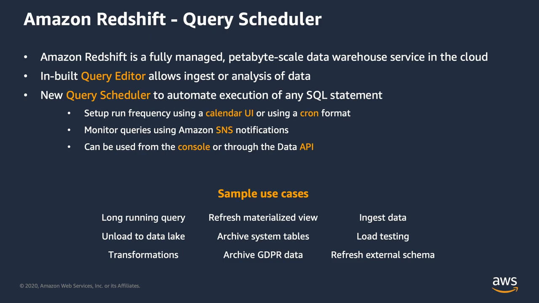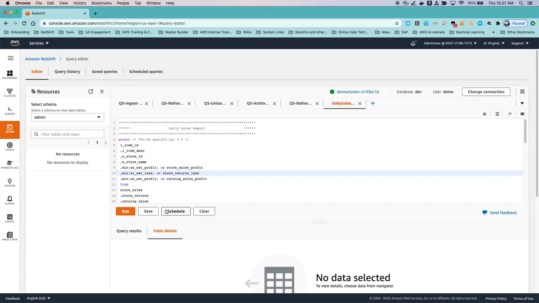You can set up the run frequency to match your business needs using the calendar UI or in a cron format. To monitor the schedules, you can enable Amazon SNS notifications to email or trigger a Lambda event for subsequent processing. The scheduler can also be used from the console or through the data API. You can invoke the query scheduler using the schedule button on the query editor console. This enables you to test the SQL statements before scheduling the task.